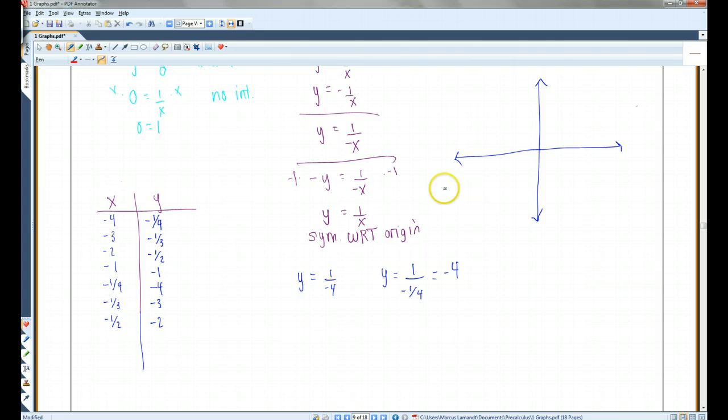So, 1, 2, 3, 4. Negative 1/4, negative 1/3, negative 1/2, and 1 is finally to negative 1. And then at negative 1/4 is 4. Negative 1/3 here. Negative 1/2 here. So it looks like it's going something kind of like this. Which means that over here also has to be like this. And there we go. That's all.